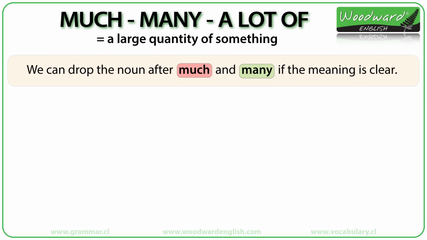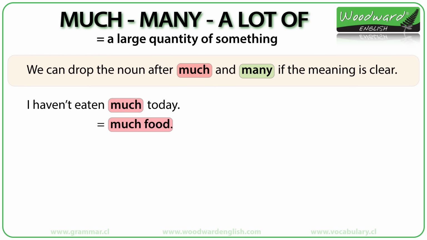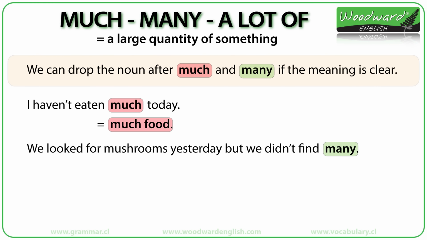We can drop the noun after much and many if the meaning is clear. Look at the following examples. I haven't eaten much today. We're obviously referring to eating much food. The next one. We looked for mushrooms yesterday, but we didn't find many. Many at the end of this sentence means many mushrooms. But we do not say or write the word mushrooms again to avoid unnecessary repetition.